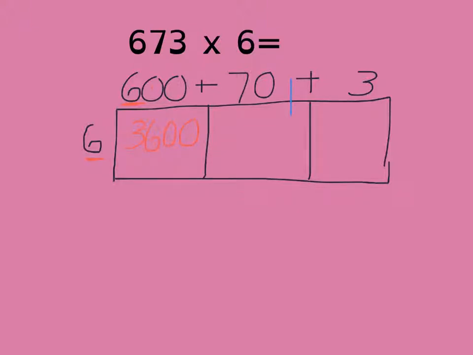And the second box will be multiplying 70 times 6. So here again, your basic fact is 7 times 6, which is 42. And since 70 is 10 times bigger, 42 is going to be 10 times bigger, which is 420. And in the final box, it's just a basic fact of 3 times 6, which is 18. A common mistake students make is they have an incorrect number of zeros in each of the partial products.